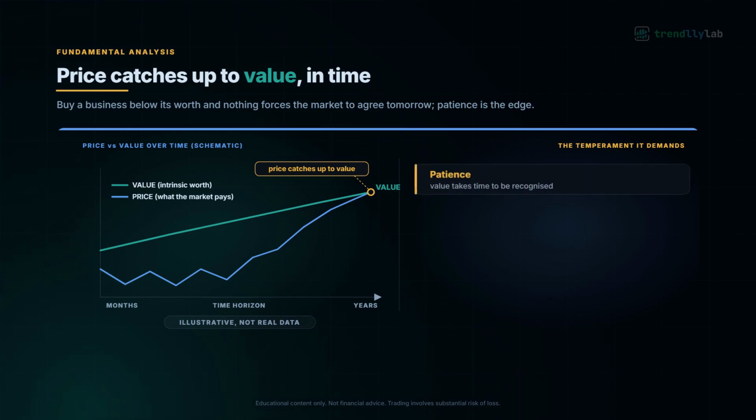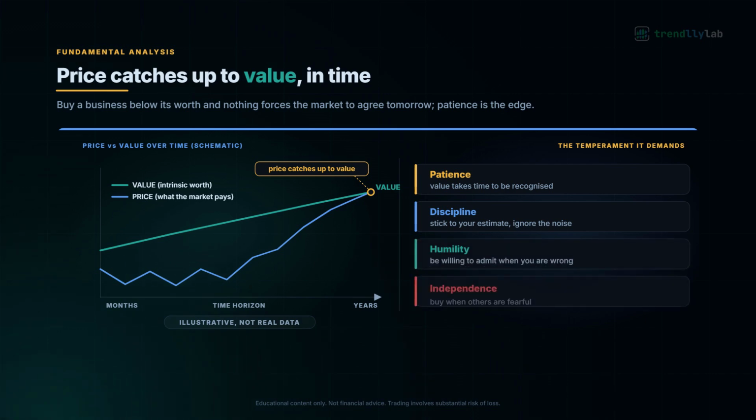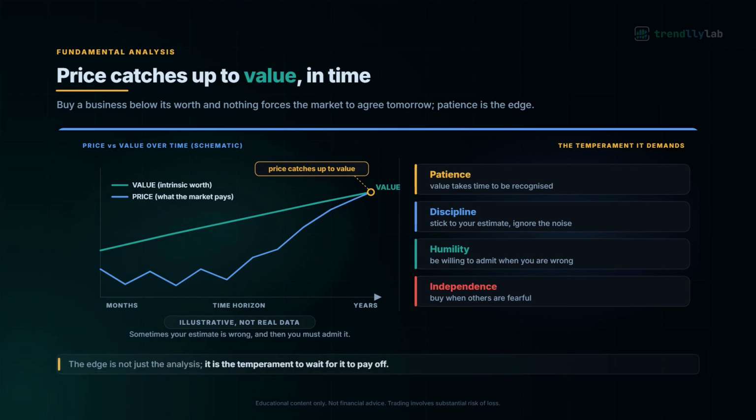Patience, because value takes time to be recognized. Discipline, stick to your estimate and ignore the noise. Humility, be willing to admit when you are wrong. And independence, which often means acting when others are fearful, because sometimes your estimate is wrong, and then you have to admit it. The edge is not just the analysis. It is the temperament to wait for it to pay off.